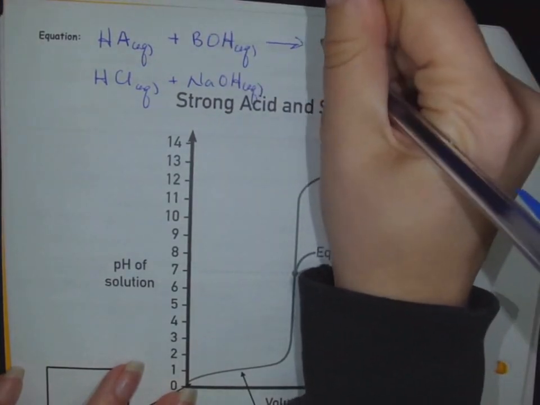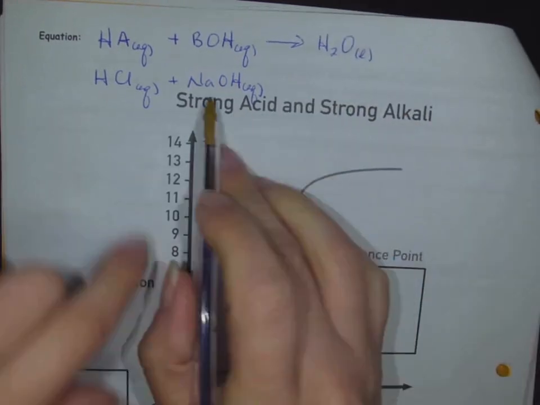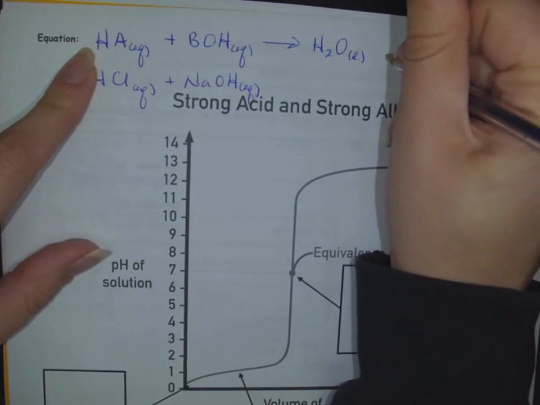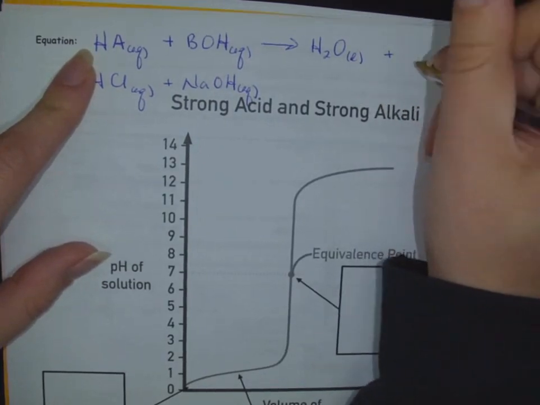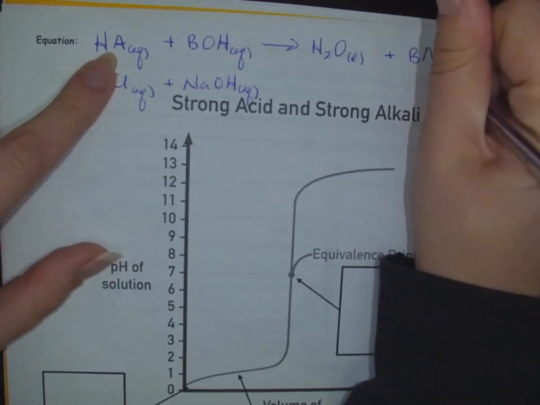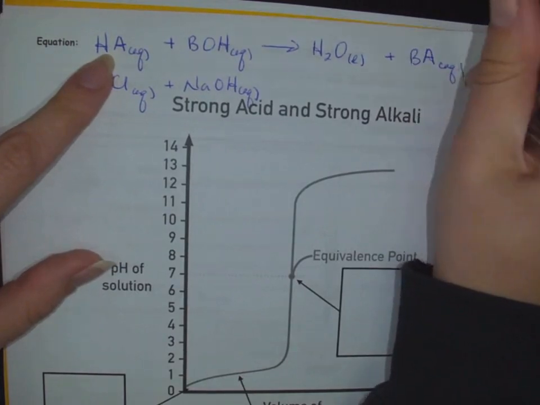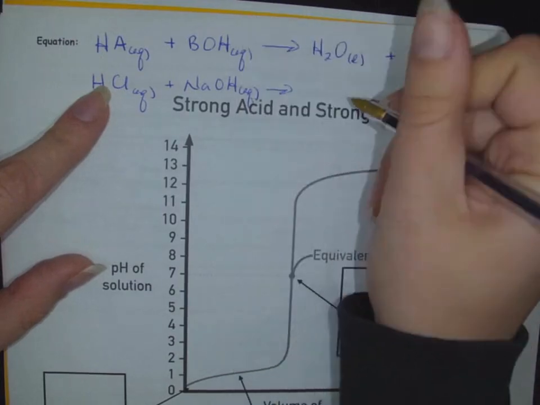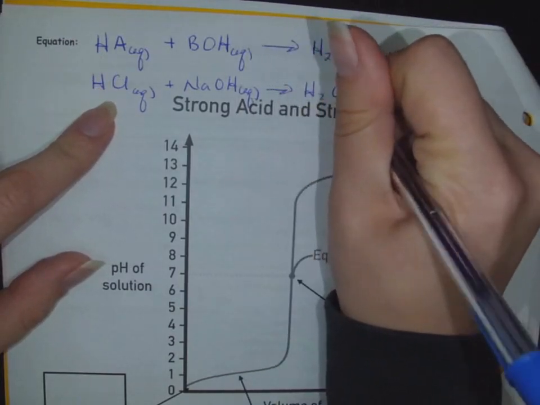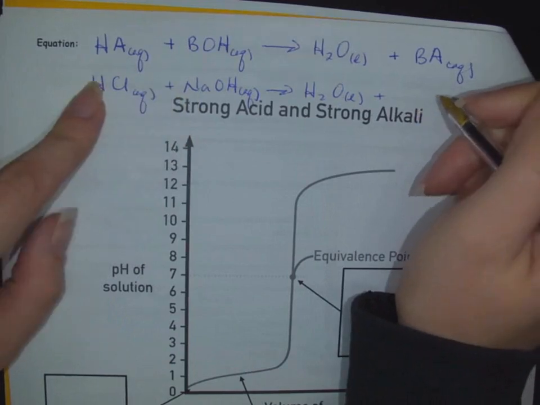And so what you end up with is water, liquid. Okay, so again, that came from this hydrogen and that OH. And then a salt, water and salt. Okay. Now, if this salt is soluble, which it usually is, then that would be aqueous. So like our example down here is going to be H2O liquid, and then this would be table salt, sodium chloride.